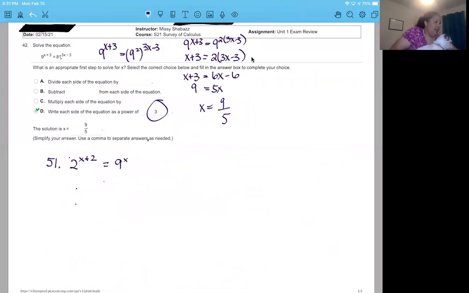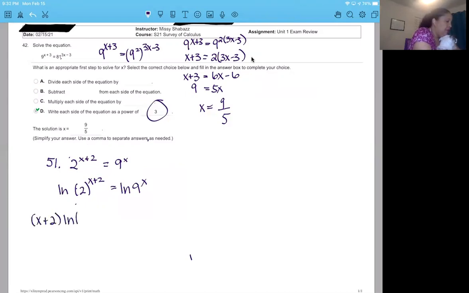All right, so I have 2 to the x plus 2 equals 9 to the x. Now, clearly I cannot write 2 and 9 as the same base. So what I'm going to have to do is, since the variable is in the exponent, take the natural log of both sides. So the natural log of 2 to the x plus 2, you can technically take the log of both sides. I just naturally always choose natural log. All right, and that means I can bring the exponent out in front. So x plus 2 times natural log of 2 equals x times natural log of 9.